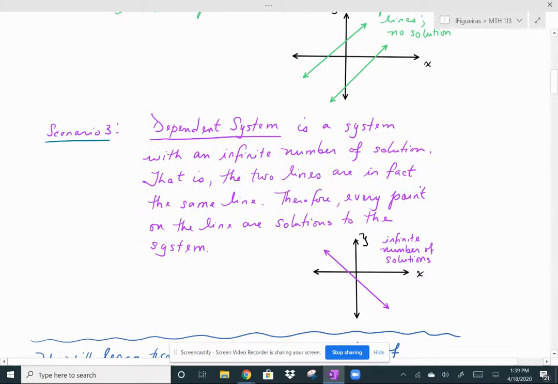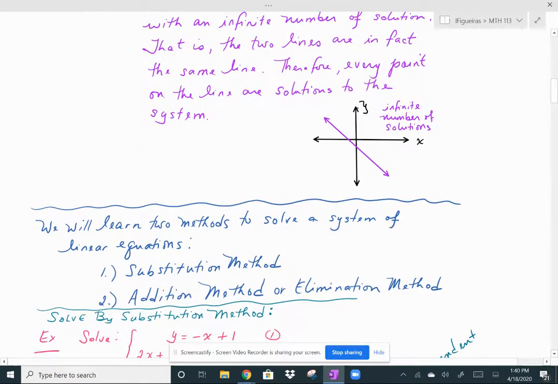and so the graph would look like just a single line. Therefore, every single point that makes up this line, and remember there's infinitely many of them, that's why we have arrows at the beginning and at the end of the line. That's because it goes on and on forever, and every point that is represented on this line would represent a solution to the system.